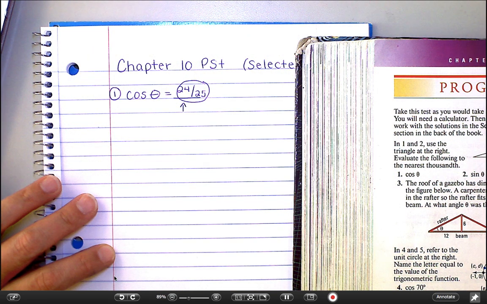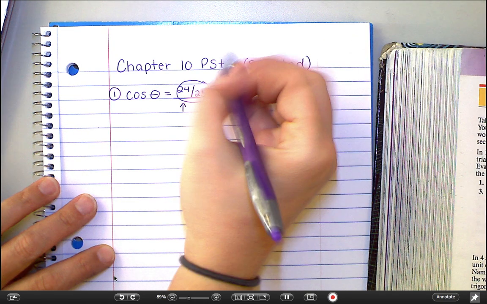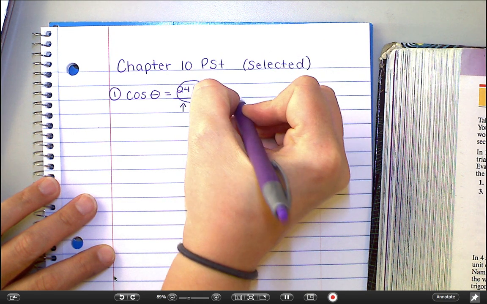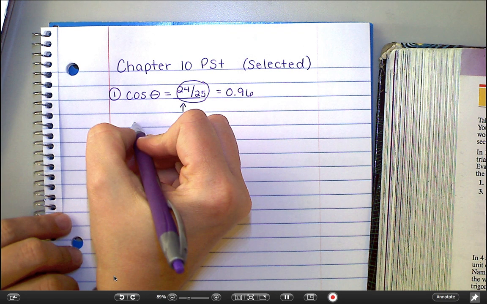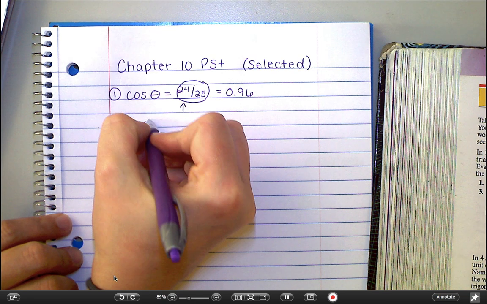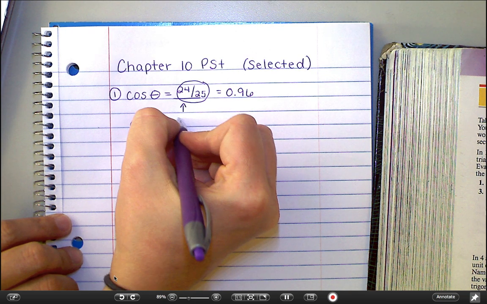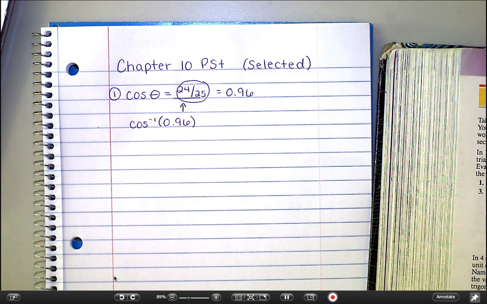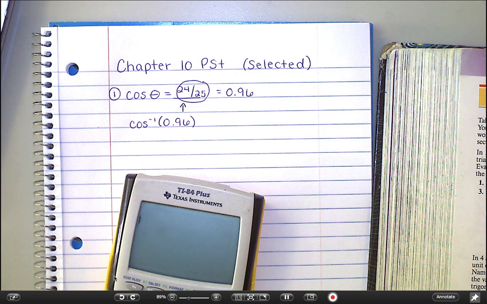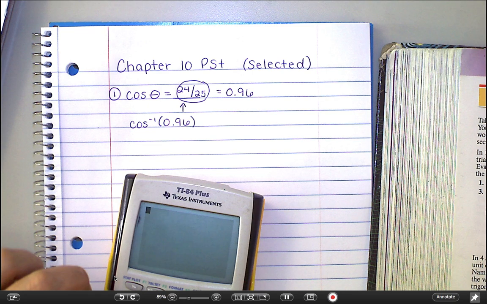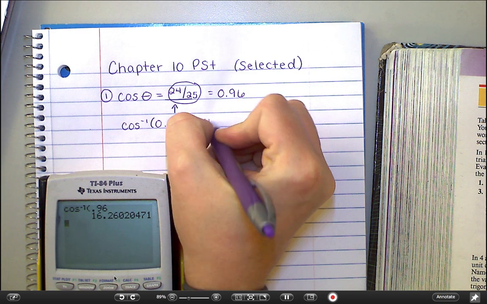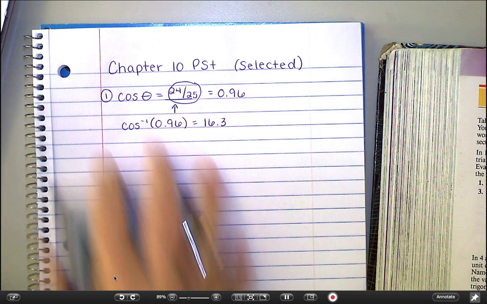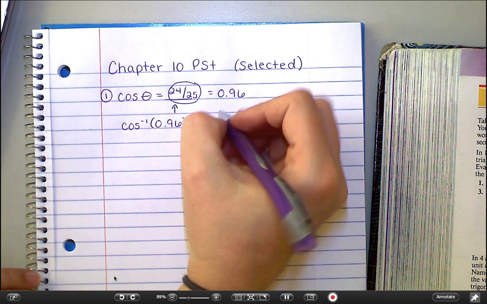Now, in your textbook, I believe they turned this into a decimal. 24 over 25 is 0.96. And that answer would be okay too. But some of you are then going, okay, the inverse cosine of 0.96 is, and then, sorry, I should have had a calculator ready. Some of you are saying, oh, the answer is 16.2, or I guess 16.3.